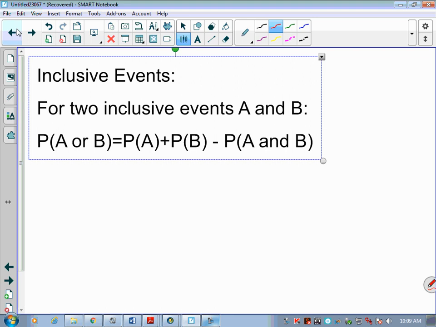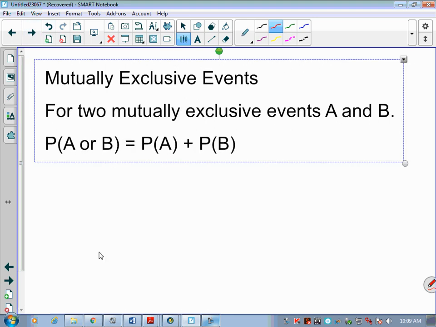And for 2 mutually exclusive events, A and B, the probability of A or B should be equal to the probability of A plus the probability of B.